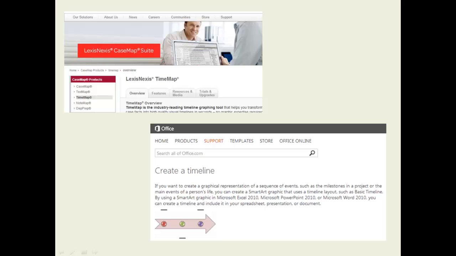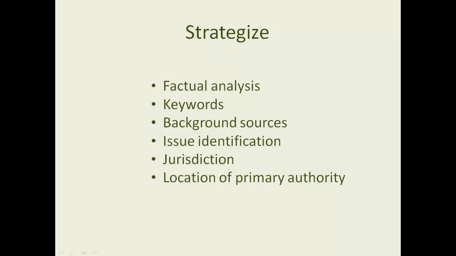For your homework, you should create a timeline for the assigned problem. You could try your hand using one of these software packages or use your word processor. As you continue to work on a case or a negotiation, the timeline, like the research plan, will change and you'll need to edit it. Your research plan should make sense to you and should help you devise a strategy. There should be a factual analysis, keywords, and sources to consult to obtain an overview of the topic, issue identification, jurisdiction, and the location of primary authority.